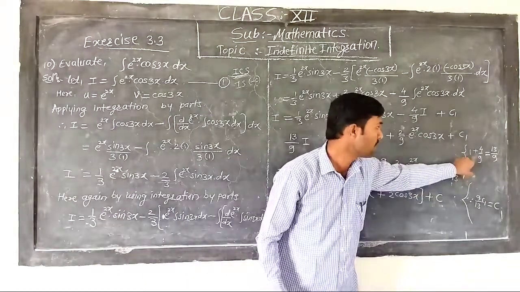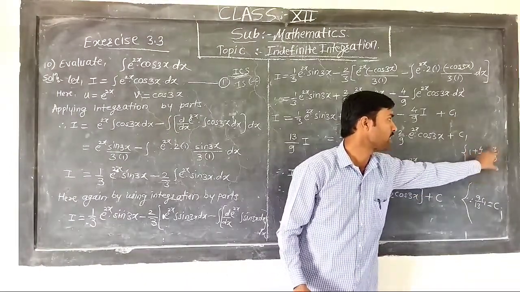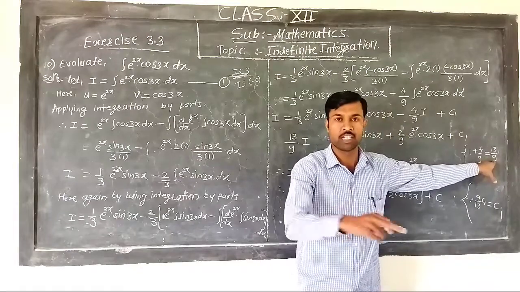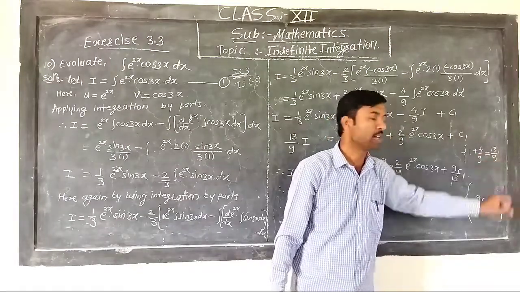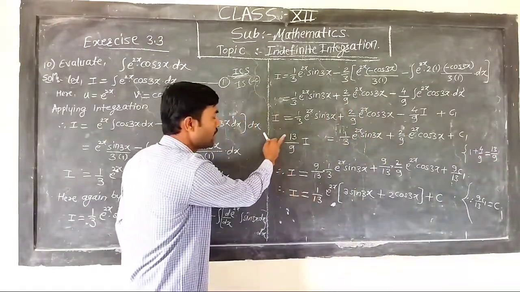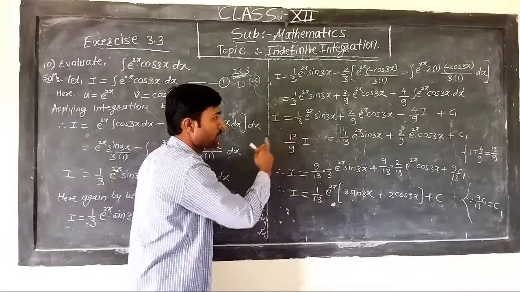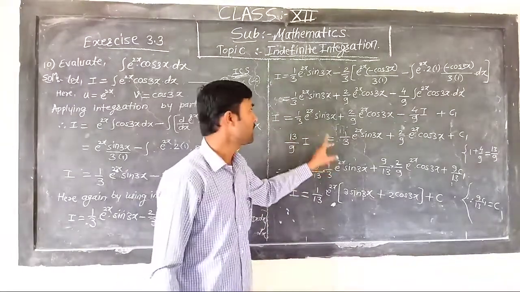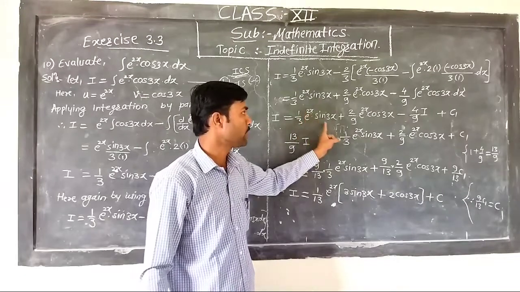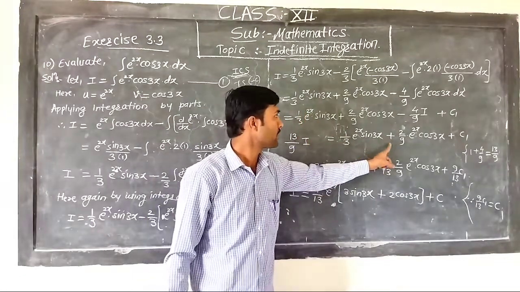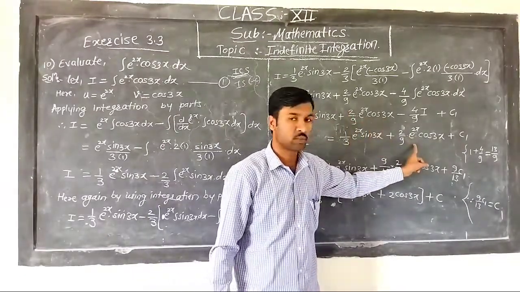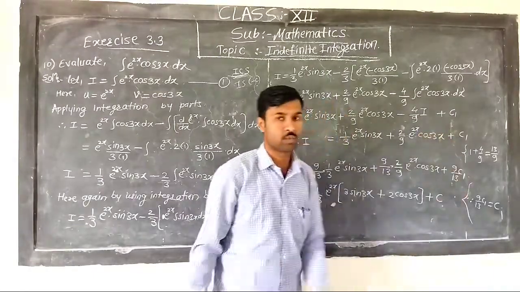Here I solve that term. 1 plus 4 by 9 is 13 by 9 after cross multiplying. So I write it here as 13 by 9 I, which is equal to, now the remaining terms, 1 by 3 into e raised to 2x into sin 3x plus 2 by 9 into e raised to 2x into cos 3x plus this C1.